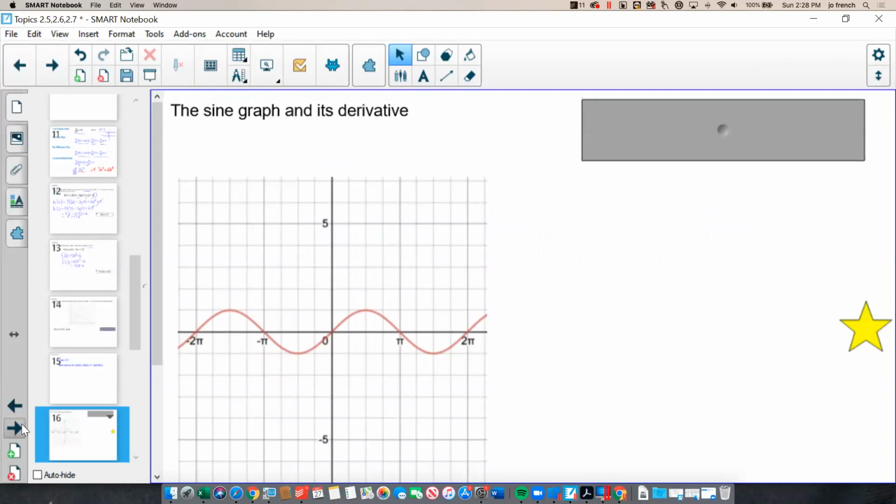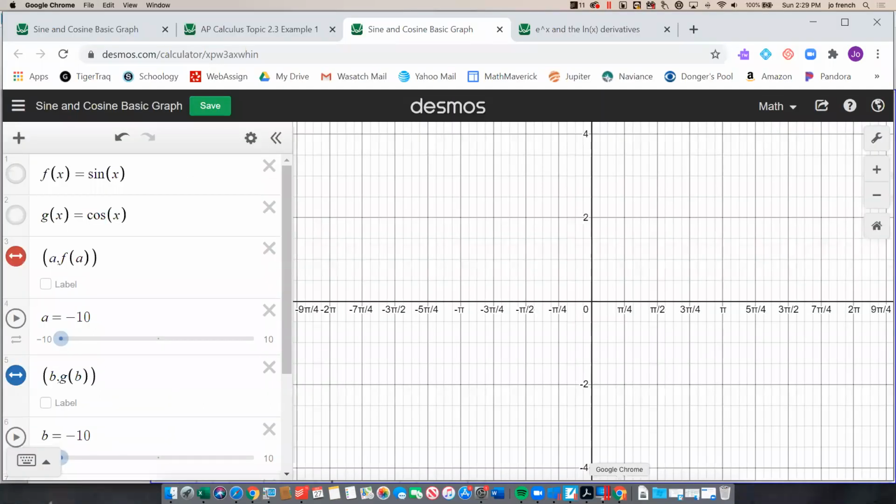So this is our graph of sine of x, and what we want to do is determine what the graph of the derivative would look like. So first of all, let's bring sine of x up as our graph, and then let's start thinking about what kind of values our derivative would take on at various locations on the graph of sine of x, which means we'd be looking at the slopes of the tangent line.